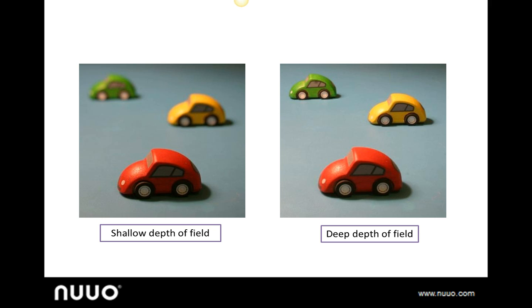So in the example, we can see the same scene with different DOF, which is depth of field. The one on the right has a deep depth of field because the three cars are all in focus. The one on the left has a shallow depth of field because the only car in focus is the red one, and the objects outside the depth of field look blurred.